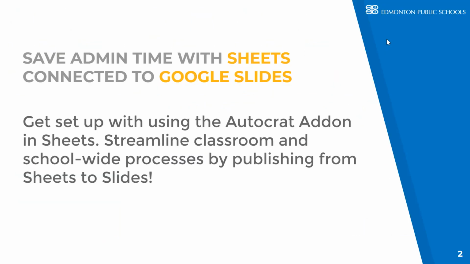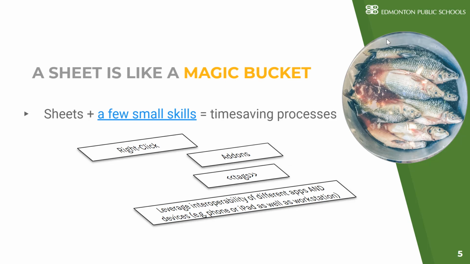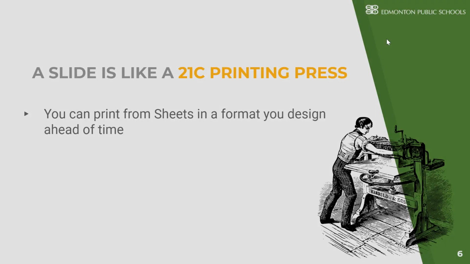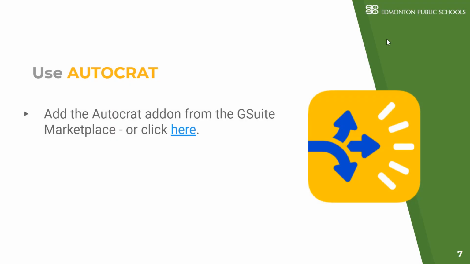Very quickly, overview. You're going to save admin time by pulling in information from sheets into your Google Slides. A sheet is like a magic bucket. Sheets and a few small skills can save you so much time. And a slide is like a 21st century printing press. You can print from sheets in any format you design ahead of time. We're going to use Autocrat.